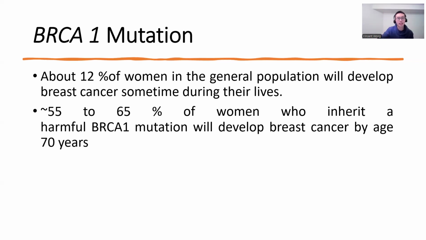In general, 12% of women in the population will develop breast cancer sometime during their lives. 12%. However, depending on the demographics and where they live and ethnicity and all that, 55 to 65% of women who inherited one harmful copy of the BRCA1 mutation will develop breast cancer by age 70.